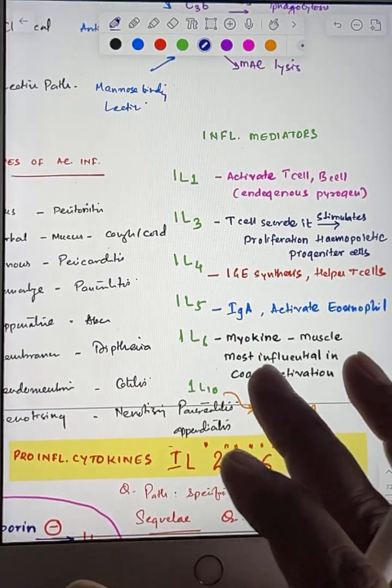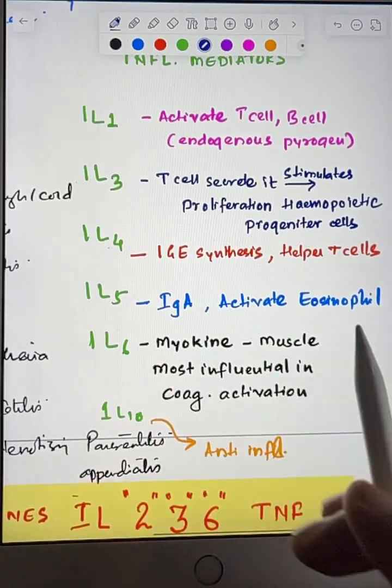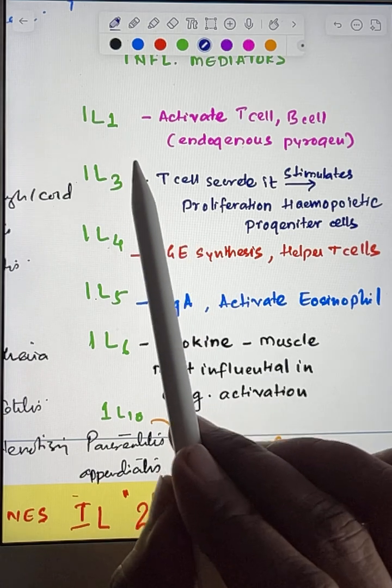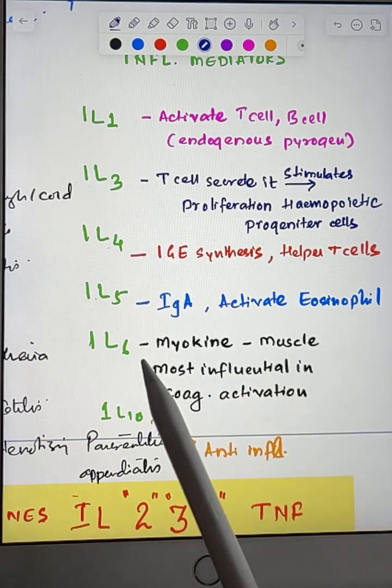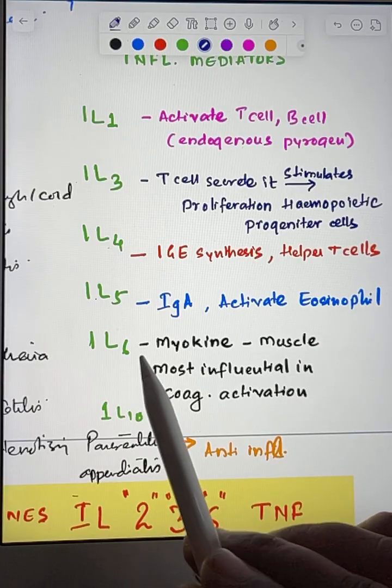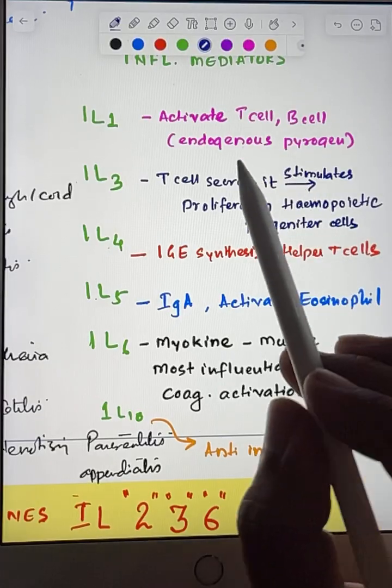Now you can see inflammatory mediators. These are called interleukins: IL-1, 3, 4, 5, 6 and 10. IL-1, IL-6 and IL-2 are inflammatory, and IL-10 is anti-inflammatory.